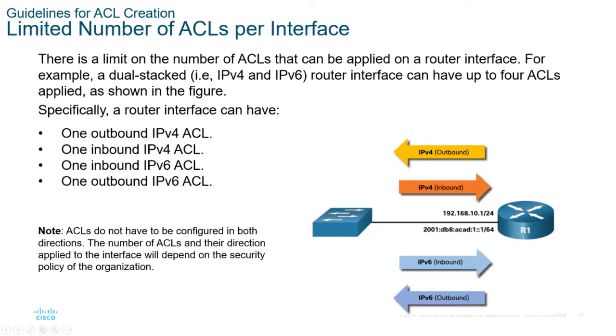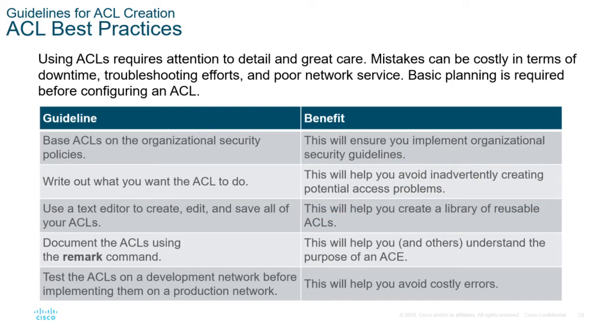an IPv4 firewall for outbound traffic. I can put an IPv4 firewall for inbound traffic. And then I can do the same thing for IPv6. So all in all, we can have a total of 4 ACLs per interface. Honestly, you probably will never see that. That's kind of overkill. But you might see it, but probably not.